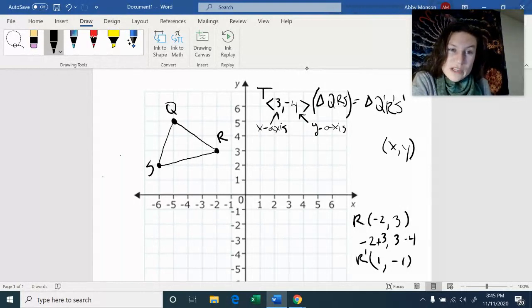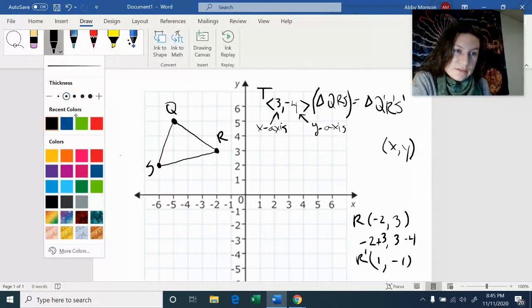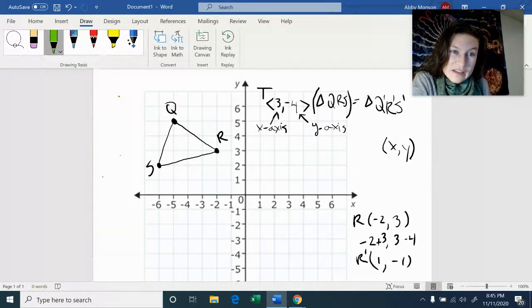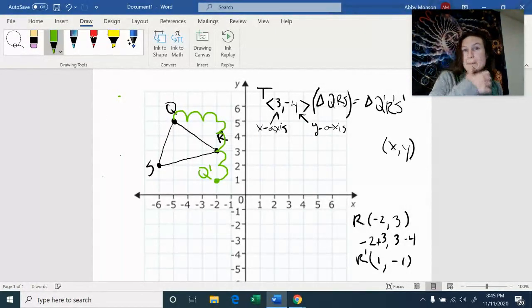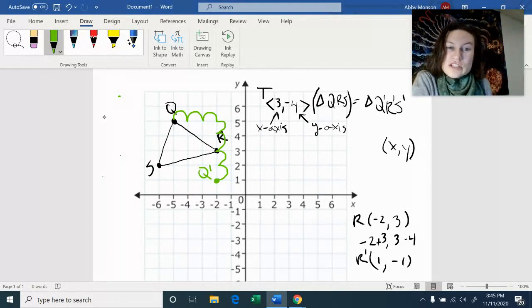So remember, we said we're going to go 3 to the right. So we take Q and we go 1, 2, 3. Then we have to go down 4. So we go down 1, 2, 3, 4. Bam. That's Q prime right there. Okay? Simple. We just do that with the rest of them.